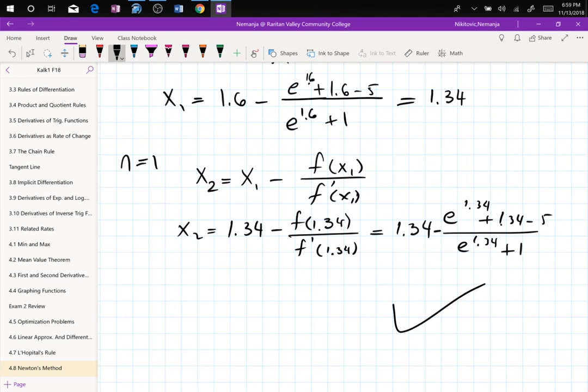All right, good. That's it. That's Newton's method. Bye.